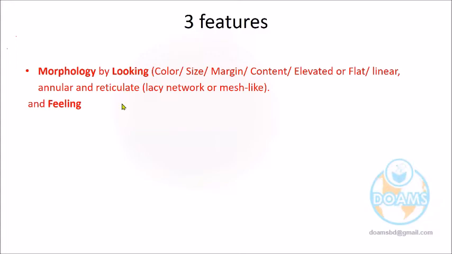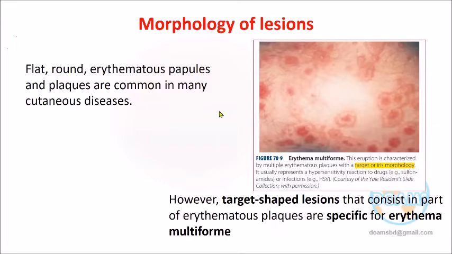Now the next headline is morphology, by looking and feeling. By looking: color, size, margin, elevated, flat, linear, annular, reticulate. How will it be helpful, you can say. You already uttered the word erythema multiforme before. Very characteristic is the target lesion. Many targets are there. Erythema multiforme, very characteristic.